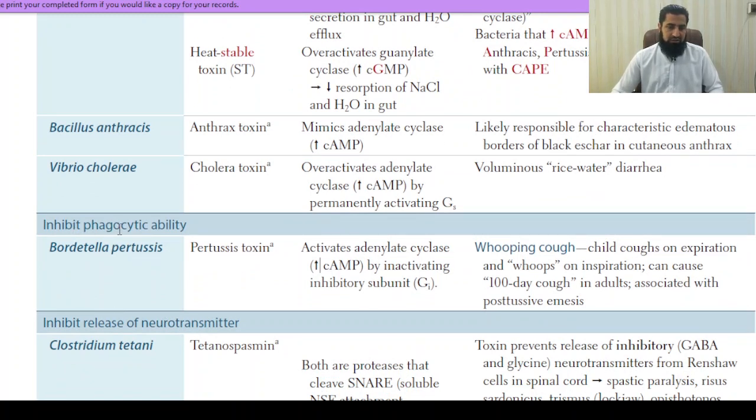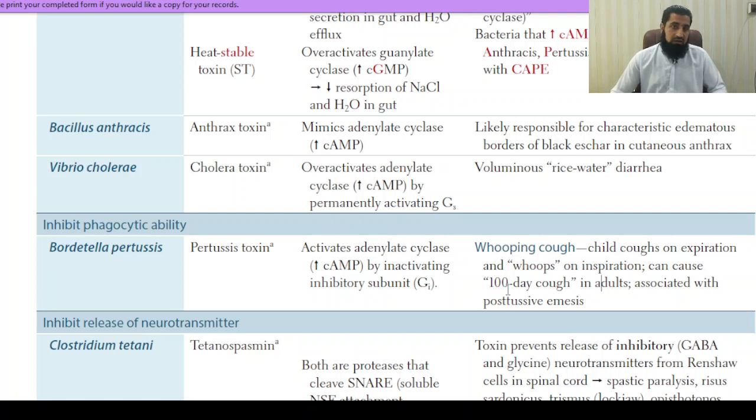Another thing is inhibit phagocytotic ability are the Bordetella pertussis, which secrete pertussis toxins. This activate adenylate cyclase, increase cyclic AMP by inactivating the inhibitory subunit G inhibitory receptors. This will cause the whooping cough. The child cough on expiration and whoops on inspiration.